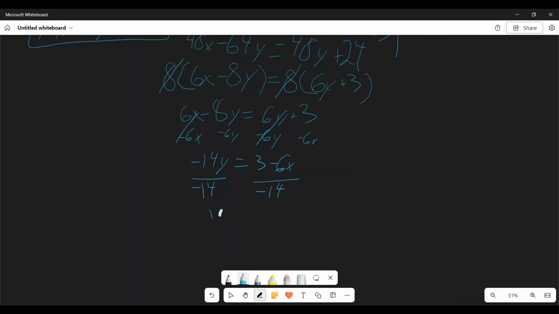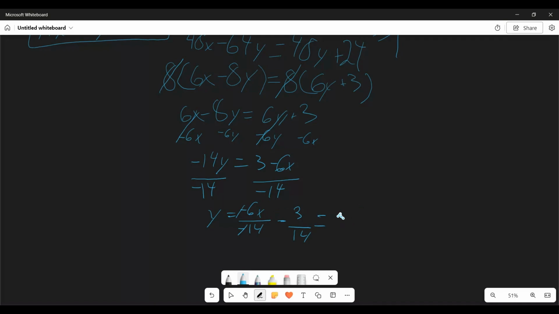So we are left with y is equal to minus 6x over minus 14. And then we're going to be left with a negative, right? Because 3 over minus 14 is going to be a negative fraction. So then we're left with 3 over 14, right? We can further simplify this a little bit too. So minus and minus, those cancel out. And then 6 and 14, they have a common factor of 2.